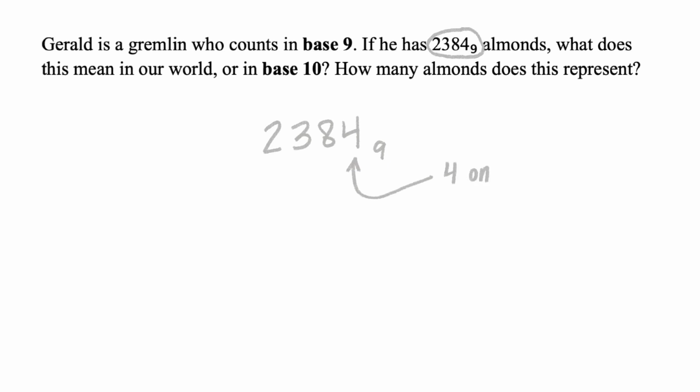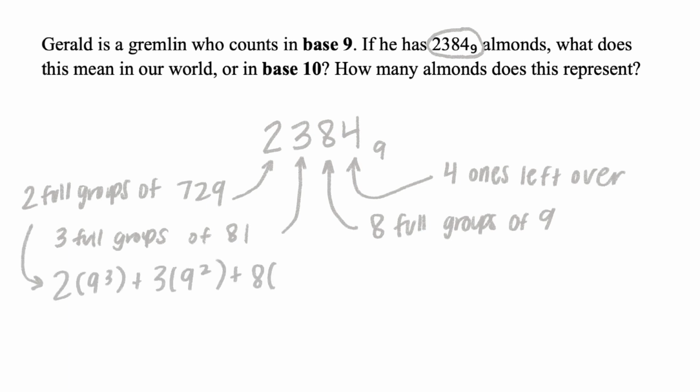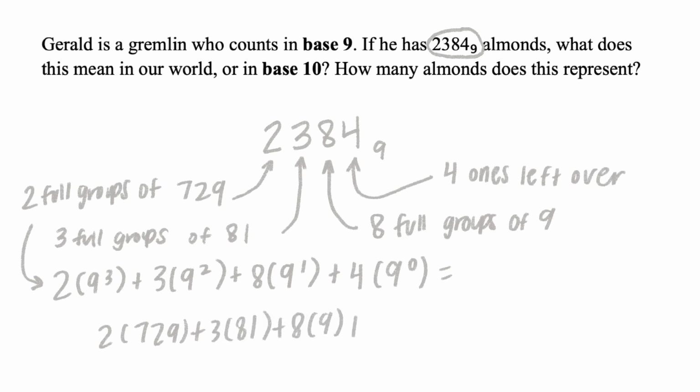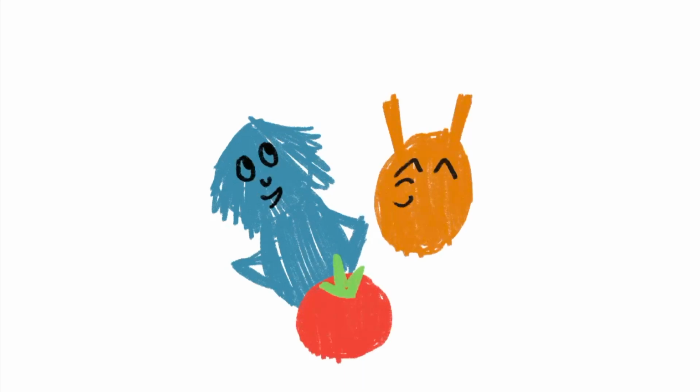On the right, we have 4 ones left over. This 8 represents 8 full groups of 9, and this 3 represents 3 full groups of 81, aka 9 groups of 9. Then, this 2 means 2 full groups of 729. When we expand all of this, we get 2 times 9 to the 3rd power, plus 3 times 9 to the 2nd power, plus 8 times 9 to the 1st power, and 4 times 9 to the 0th power. I'll write an equivalent expression right underneath it in case you're a little confused, and the final answer is 1,777. Great job!